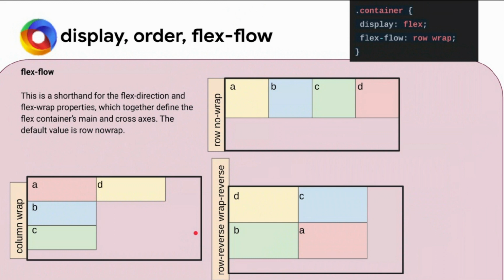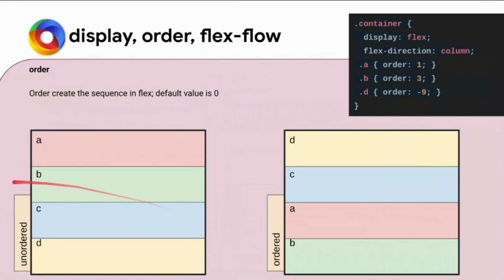Okay. So now coming to order. Order is like, suppose whatever sequence you have written, div A, div B, div C, div D, it will render in the same sequence. And by default the order value is 0. So whenever the order value is 0 for all, it will render in the sequential way.